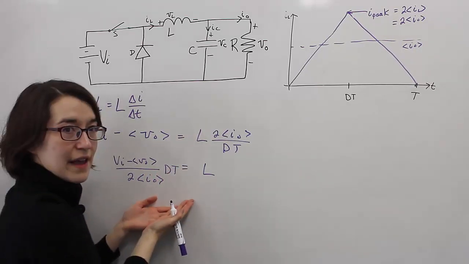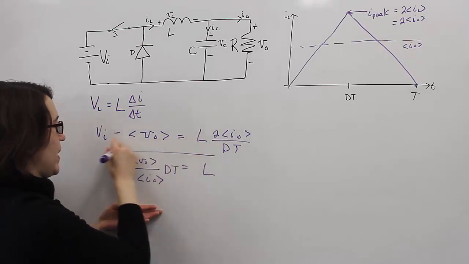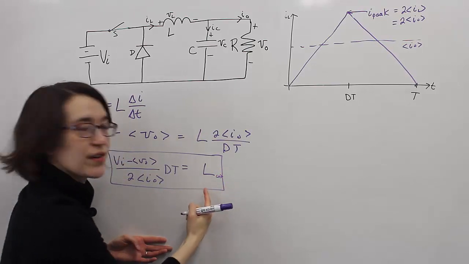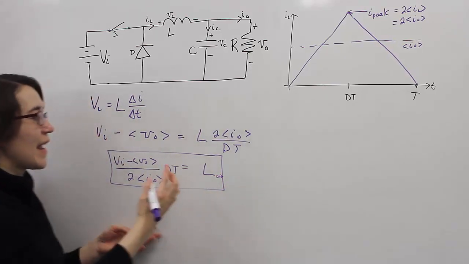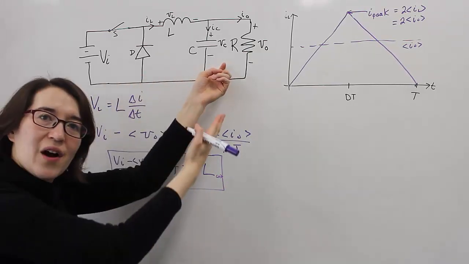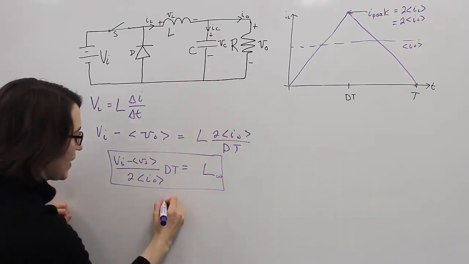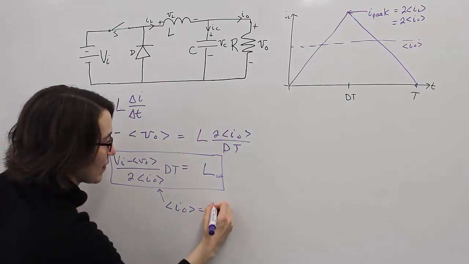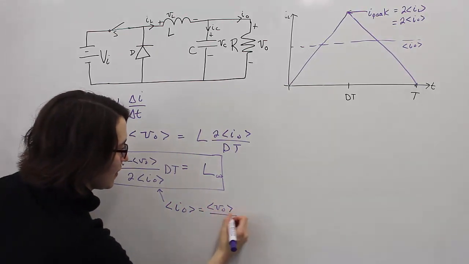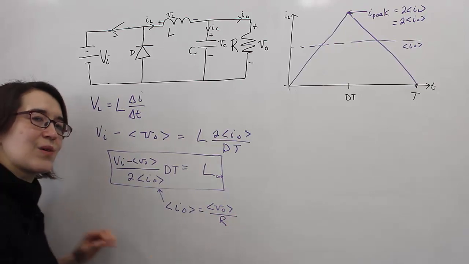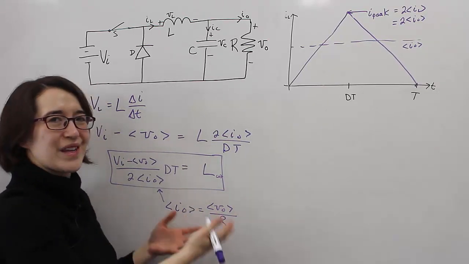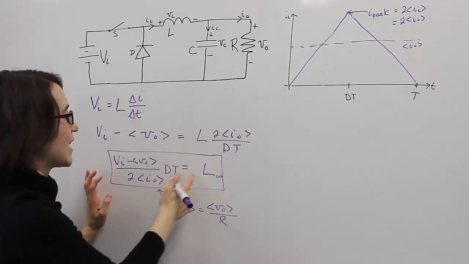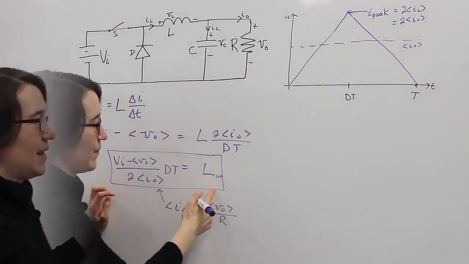Okay, this is actually the basic form of what we call the critical inductance value. And if we know our load, here our load is a resistor, so we know that, for example, I out will simply be the average of the output voltage divided by the resistance. So you can calculate all of the intermediate values like the output voltage, output current, and then plug them into here to get this critical inductance value.